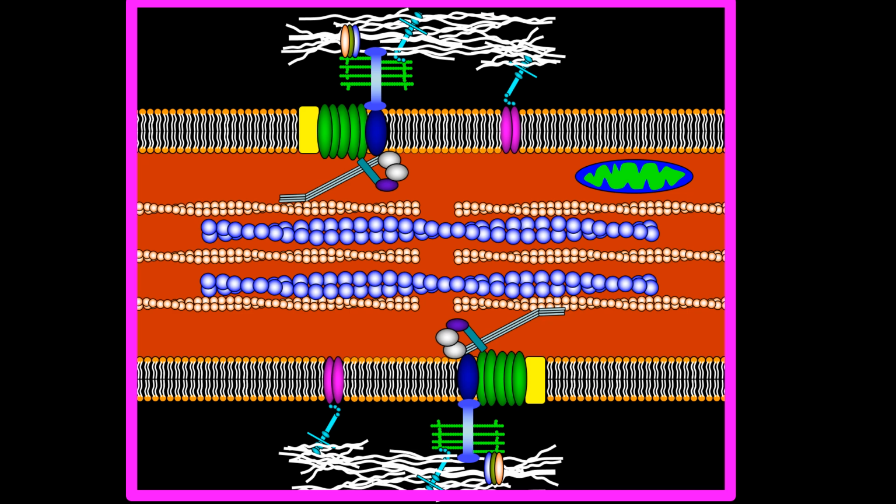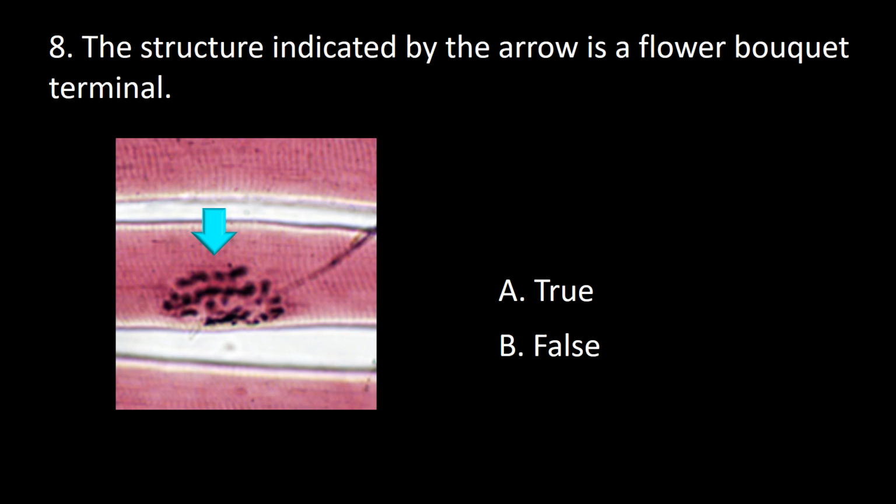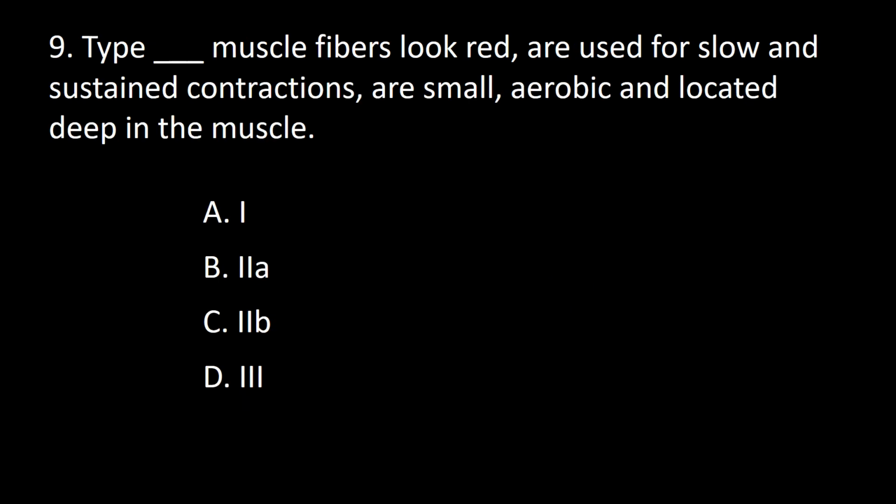The muscle fiber also has many components that are discussed at other courses. So the answer to this question is true. Next question: type dash muscle fiber looks red, are used for slow and sustained contractions, are small, aerobic, and located deep in the muscle. A, 1. B, 2A. C, 2B. D, 3.